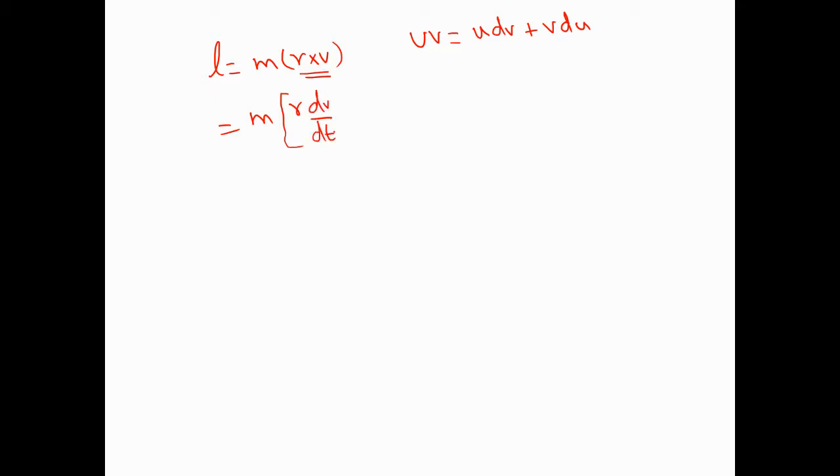And then for the second part, I keep v as constant and find the derivative of r. So dr over dt, multiplied by v. Now you can see I have extended this equation: m r dv over dt, and I can write dv over dt as my acceleration. And what is dr over dt? My dr over dt is also v, and this is also v. Now you can see here I have a cross product, and here also I have a cross product.